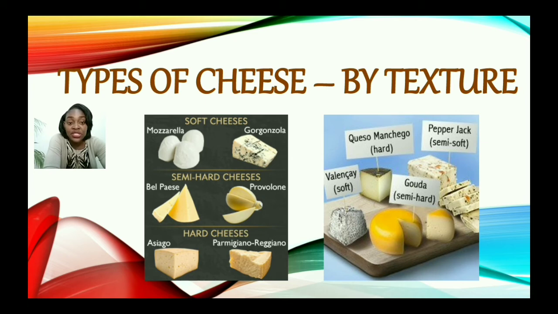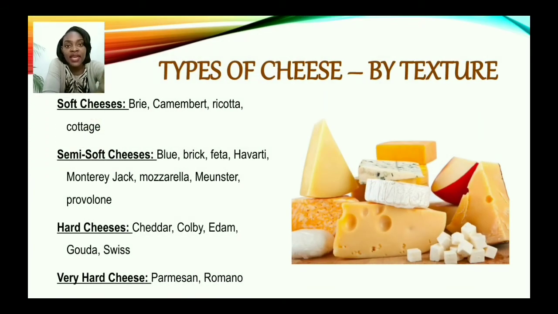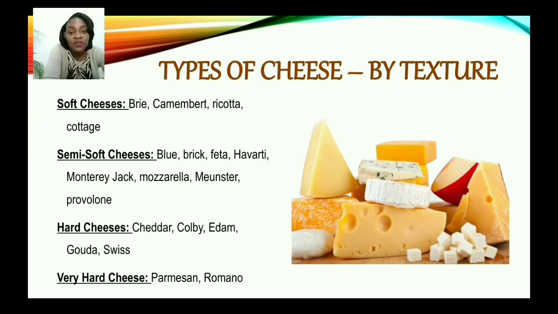Now, let us look at the different types of cheese. We're going to look at the different types based on their texture, and also the different types based on their preparation method. We'll be looking at the different types based on their texture for now, right? So for the different types based on texture, we have soft cheese, semi-hard cheese, and also hard cheese.